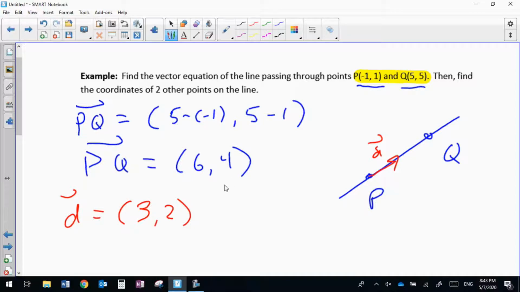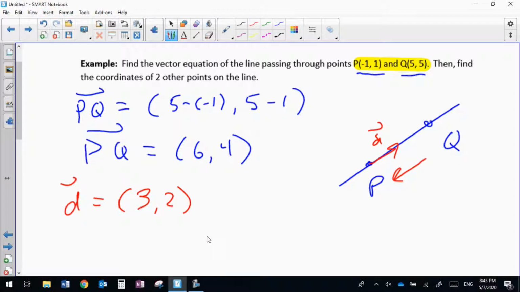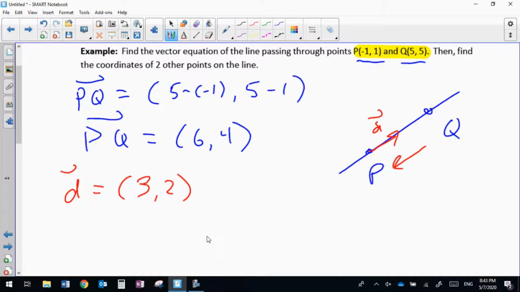Why not make that direction vector small? Why not use smaller numbers? Technically, -3, -2 would work as well, because that would just be a direction vector that goes in the opposite direction as PQ, which is fine, because it doesn't matter which way our direction vector goes. So the direction vectors are not unique. Once we get that, we now have our equation.